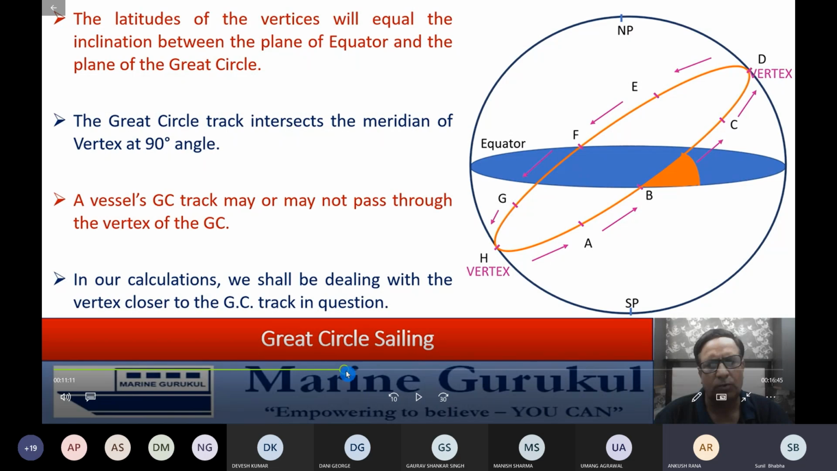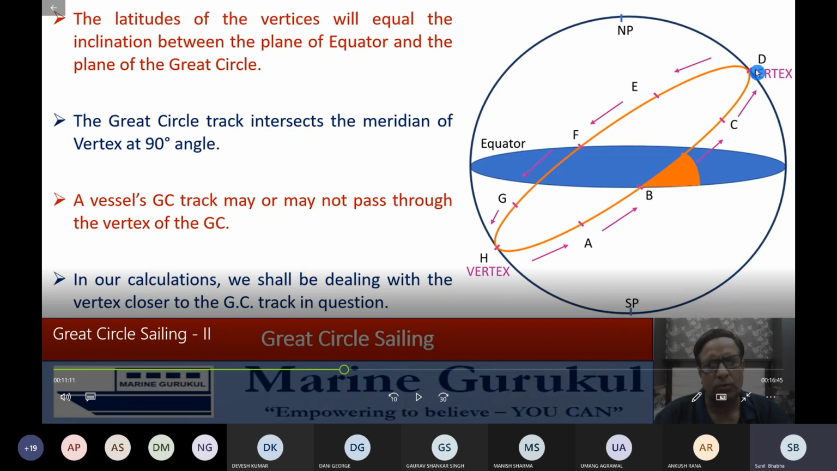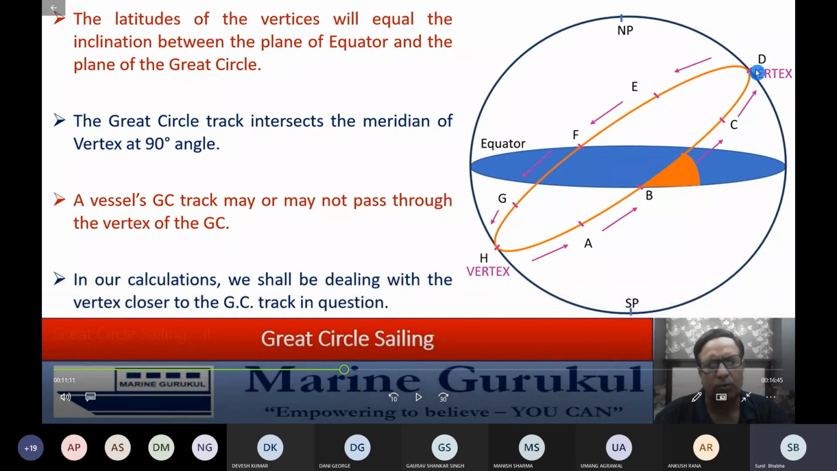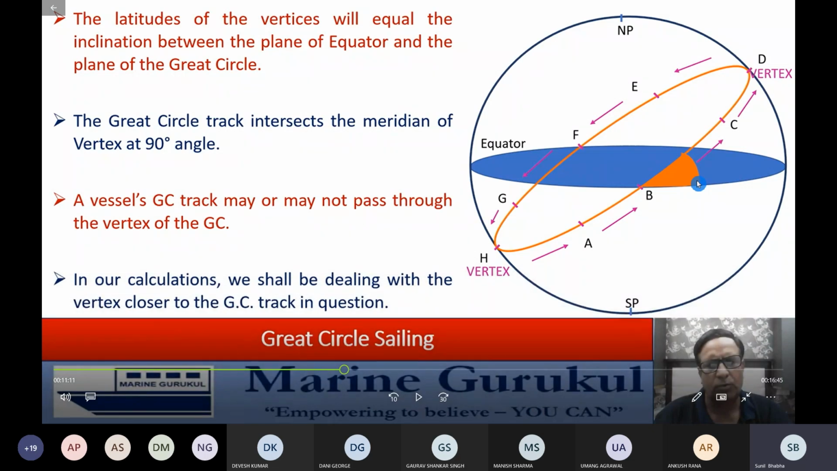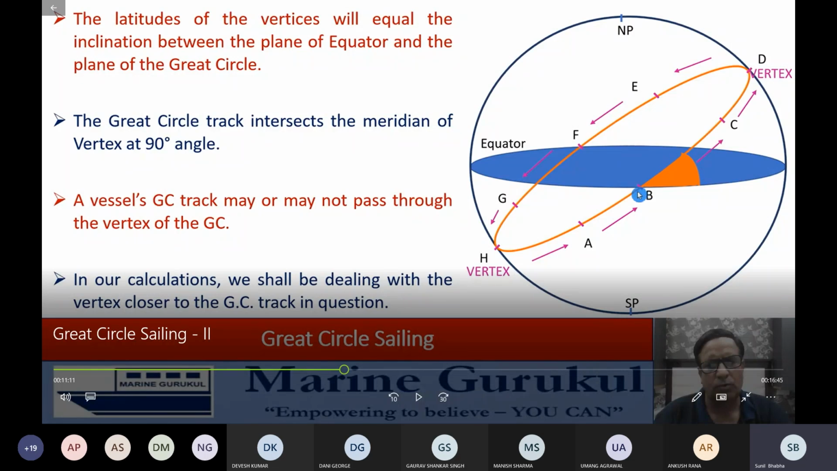ओके बेटा, मैंने आपको जो एग्जांपल दी थी, that was the latitude of the vertex is 40 degrees. So it is given to us in the question. If the latitude is 40 degrees, that tells us that this particular orange color angle will also be 40 degrees. That is what the property of the vertex says, right, beta? Yes, sir. Okay. Now, if this angle is 40 degrees, what is the track on which the ship is moving if it is going from B to C? It means the fore and aft line of the ship is making a 40-degree angle with the equator.